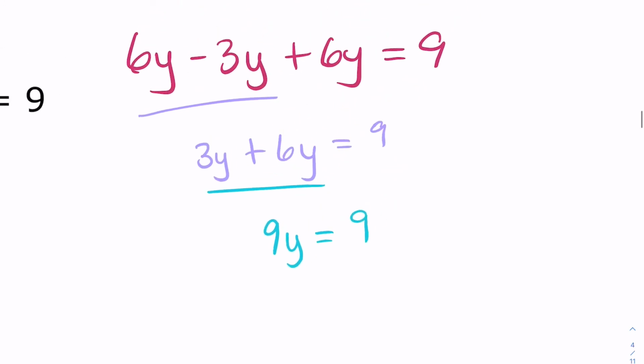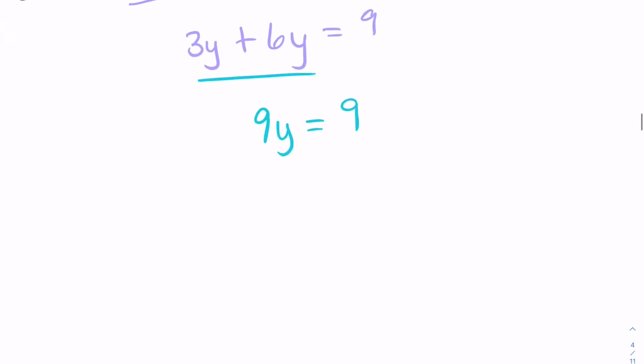And I could have done that all in one step. 6 and 6 is 12. 12 minus 3 is 9. So I have 9y equals 9. And the last step, I'm just going to divide both sides by 9.